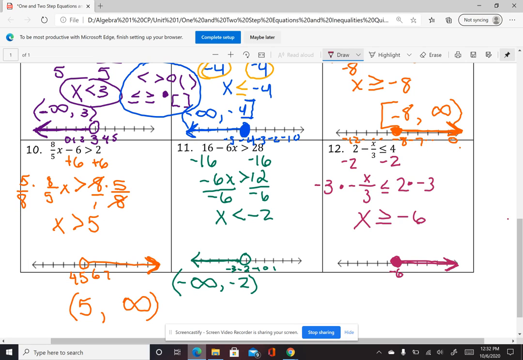And to write it in interval notation, our infinity is on the right because that's where our arrow is, and that always gets a parenthesis. Now this -6 is included. It's a closed circle, so it is a bracket.